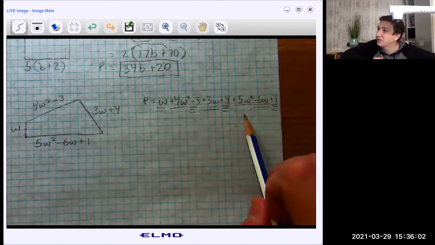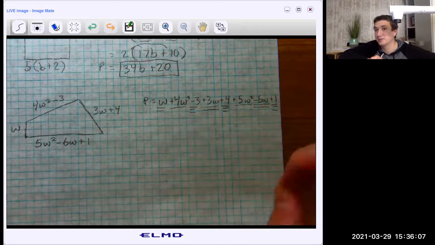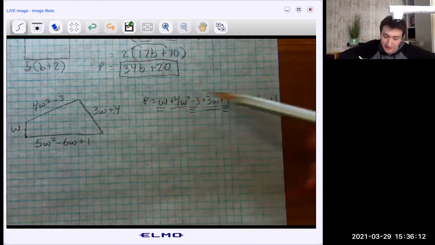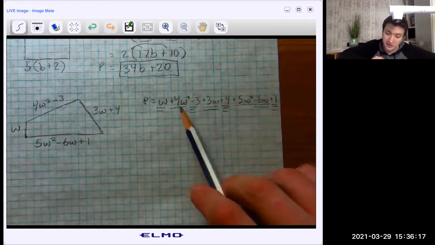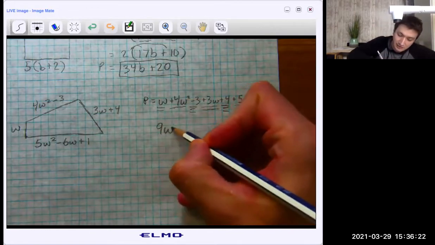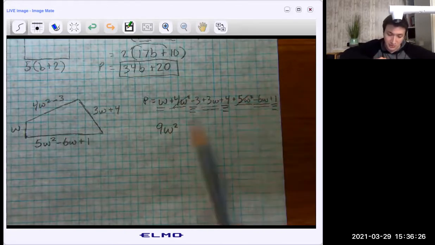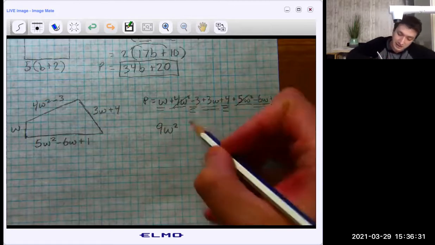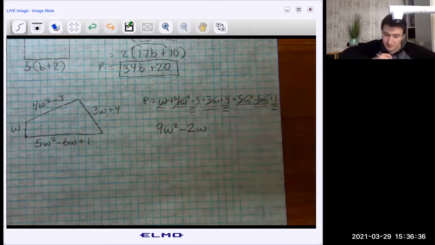So my W squareds. Now, when we were multiplying exponents, we had to add and actually change the exponent. With polynomials, since there's no multiplying, what we're doing is adding these pieces together. The exponent stays the way it is. If I have 4 W squareds and I have 5 more of them, that means altogether I have 9 W squareds. I'm going to cross those out because I added them. And then W's. We have 1 here, 3 here, and we're going to take away 6. So that's going to give me a negative 2W. That was 4, take away 6, gives me negative 2.